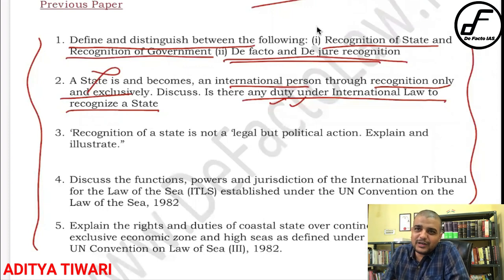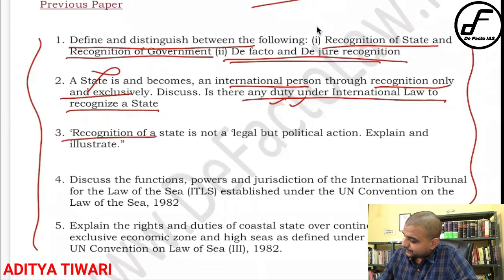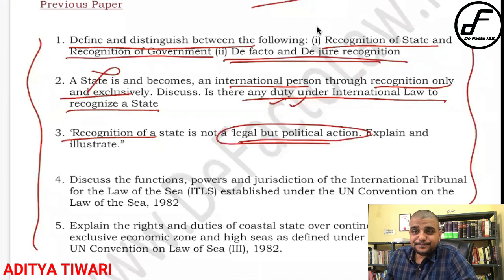Now, if WHO allows Taiwan to become a member, then it means that China has indirectly identified Taiwan as a recognized country. Obviously, China will not do that, but if they do, that can be done. So that current affairs example, you can cite it to answer. That is very important. Recognition of a state is not a legal but a political action.